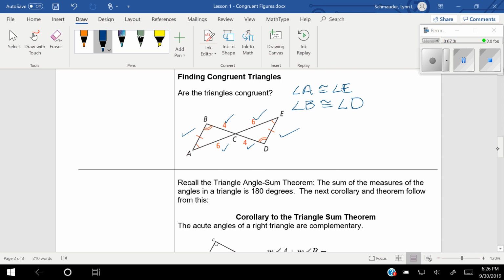But hey, we know these are congruent, don't we? How do we know that? By the vertical angles theorem. So yes, indeed, those triangles are congruent.